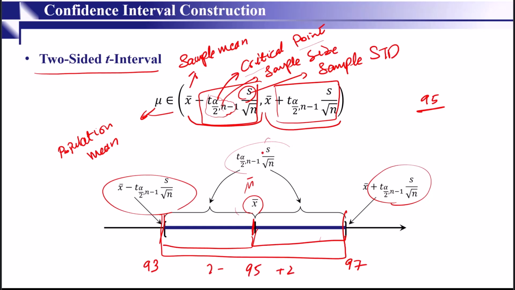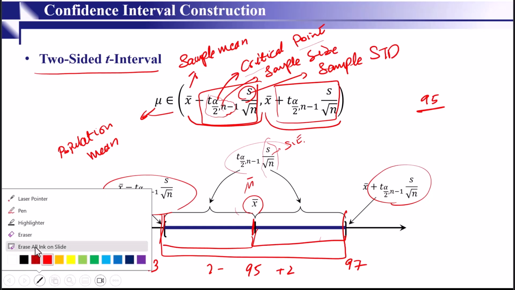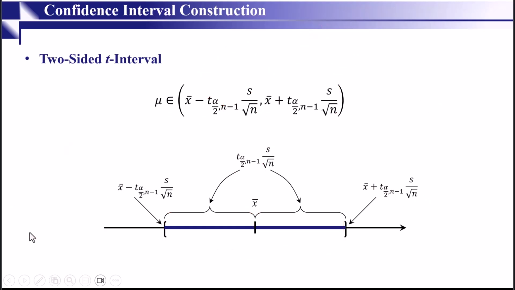So this value s divided by the square root of n is known as the standard error, right? Standard error and standard deviation are not the same. A standard deviation measures the variability of individual data points around the mean. On the other side, standard error quantifies the precision of the sample mean as an estimate of the population mean. So let me clean this one. We can write this one as, again, mu is in these two values, right? These two values.